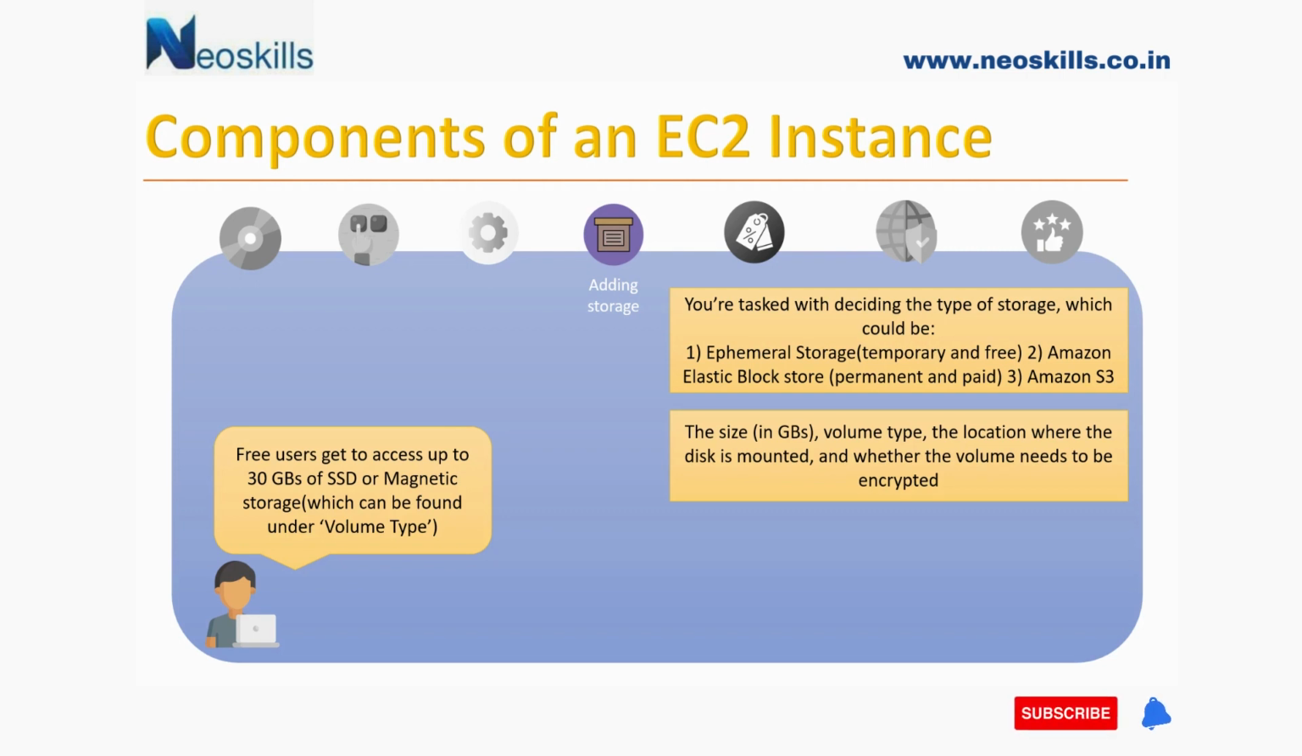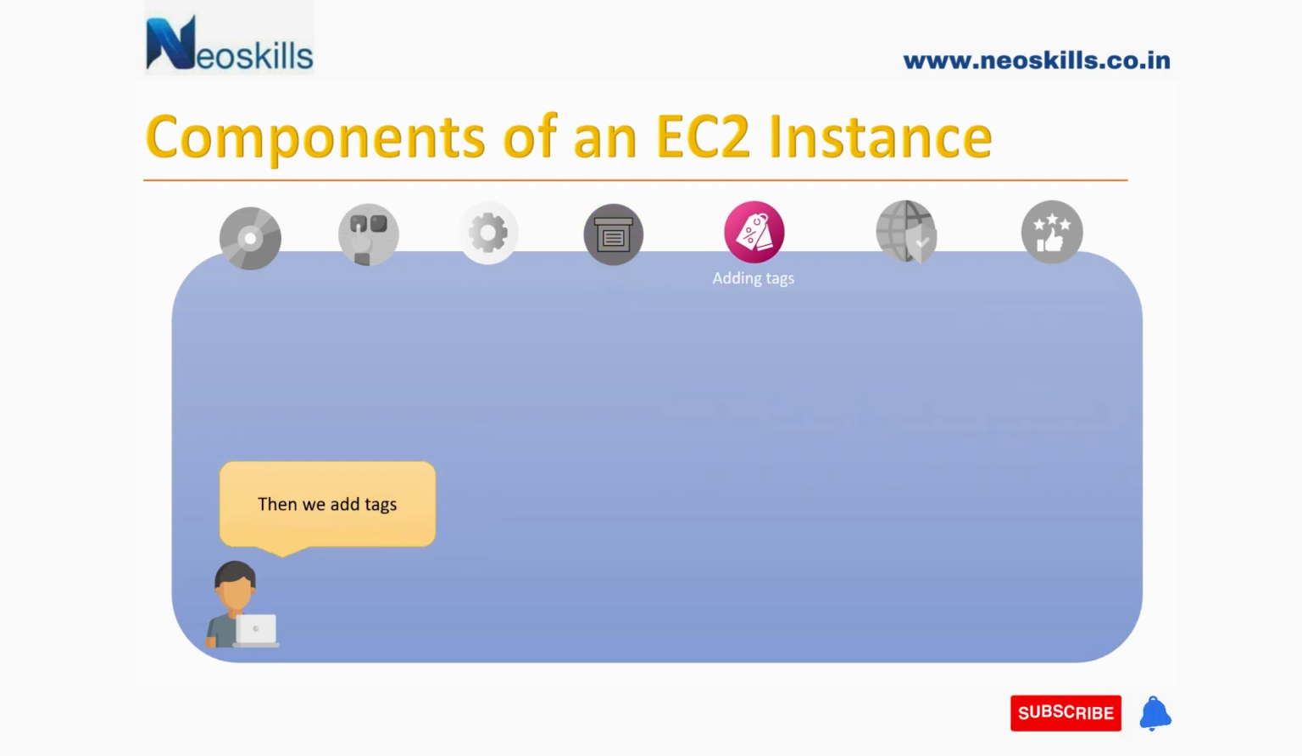In this stage where we are ready to add storage, we will have to provide the size in GB and the volume type. Is it going to be a provisioned volume? Is it going to be a general purpose volume? Is it going to be a magnetic volume? Or any more like that? And we also need to give inputs about where the disk will be mounted and whether this volume needs to be encrypted or not. Now, the fifth option would be adding tags.